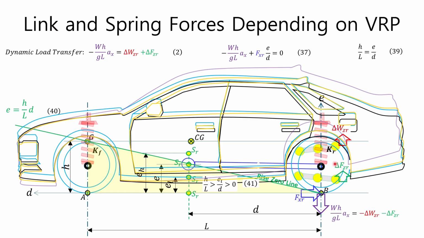Since the total vertical dynamic load of the vehicle is constant if the acceleration, AX, is the same, the absolute value of the spring force, delta WZR, should decrease. In the yellow region, the spring force, delta WZR, and the force on the suspension links, delta FZR, act in the same direction. Next, let's examine the pitch geometry in the region above the green straight line.